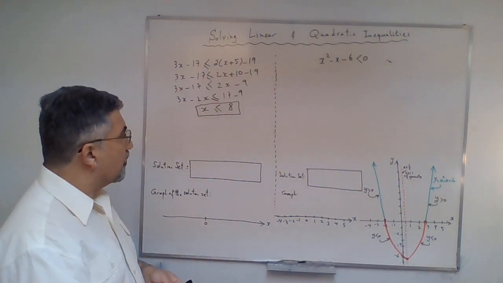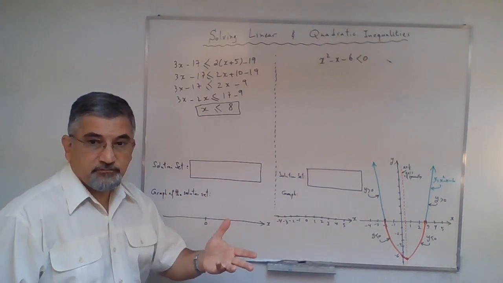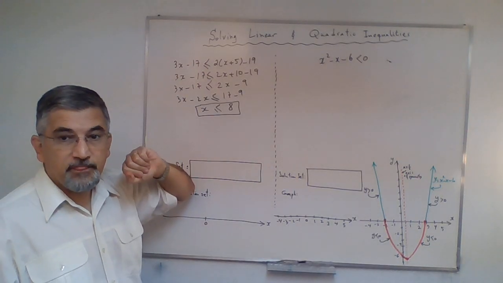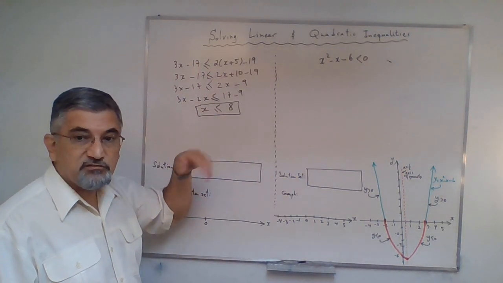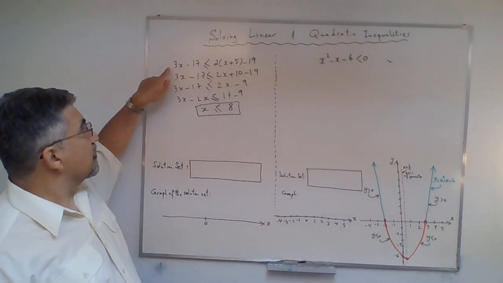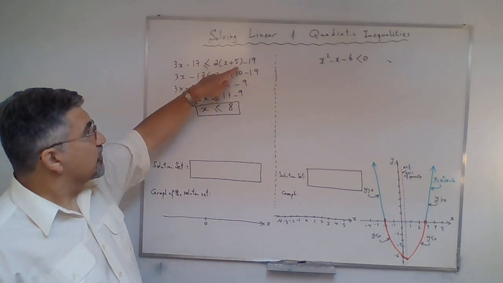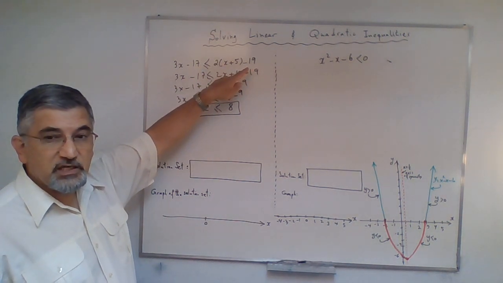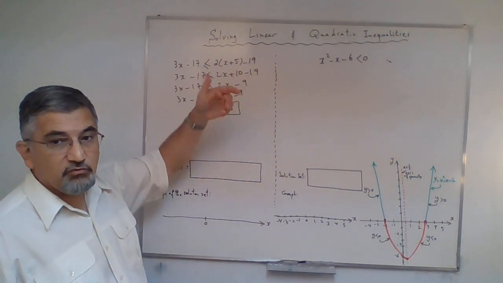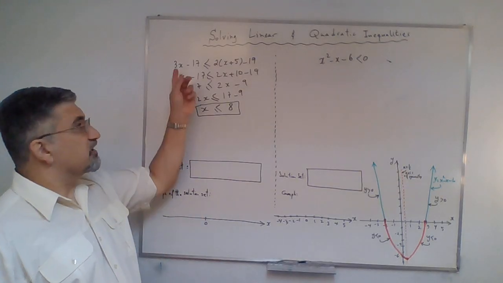So what is the solution set? Well, any x value, any real number that is less than or equal to 8 would satisfy this inequality. For example, you can select 7, 7.5, you can select 6, you can select 0. If you select 0, we end up with negative 17 on the left-hand side, and on the right this would be 10 minus 19, which is negative 9. So we get negative 17 less than or equal to negative 9, which is actually a true statement. So you see that x equals 0 satisfies the inequality.